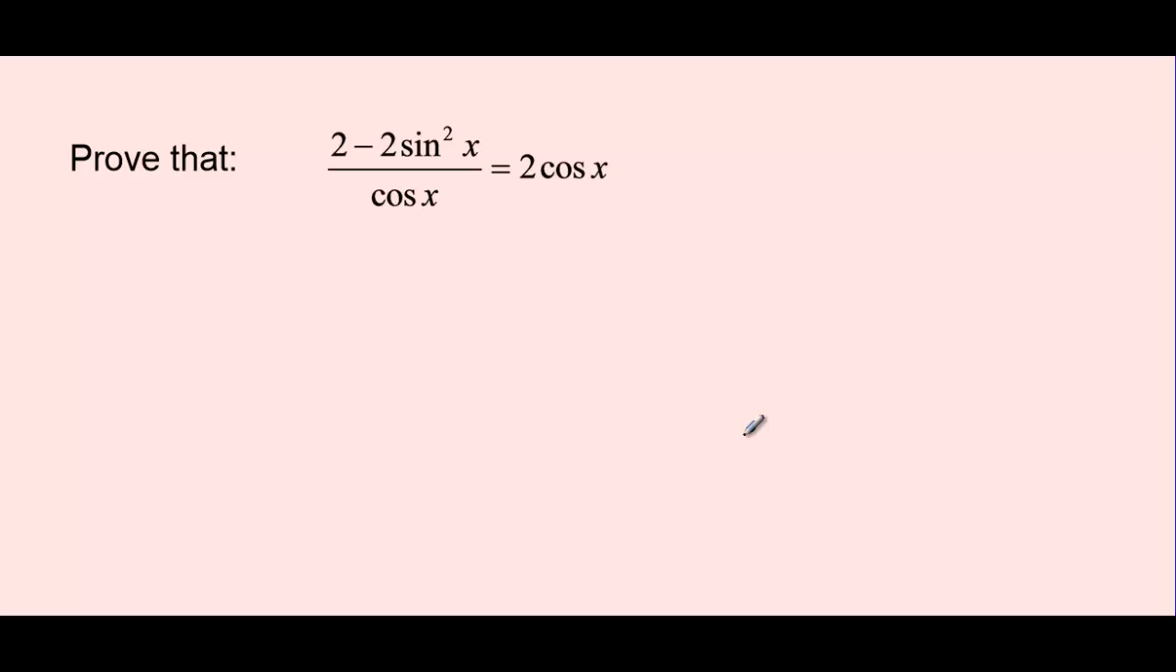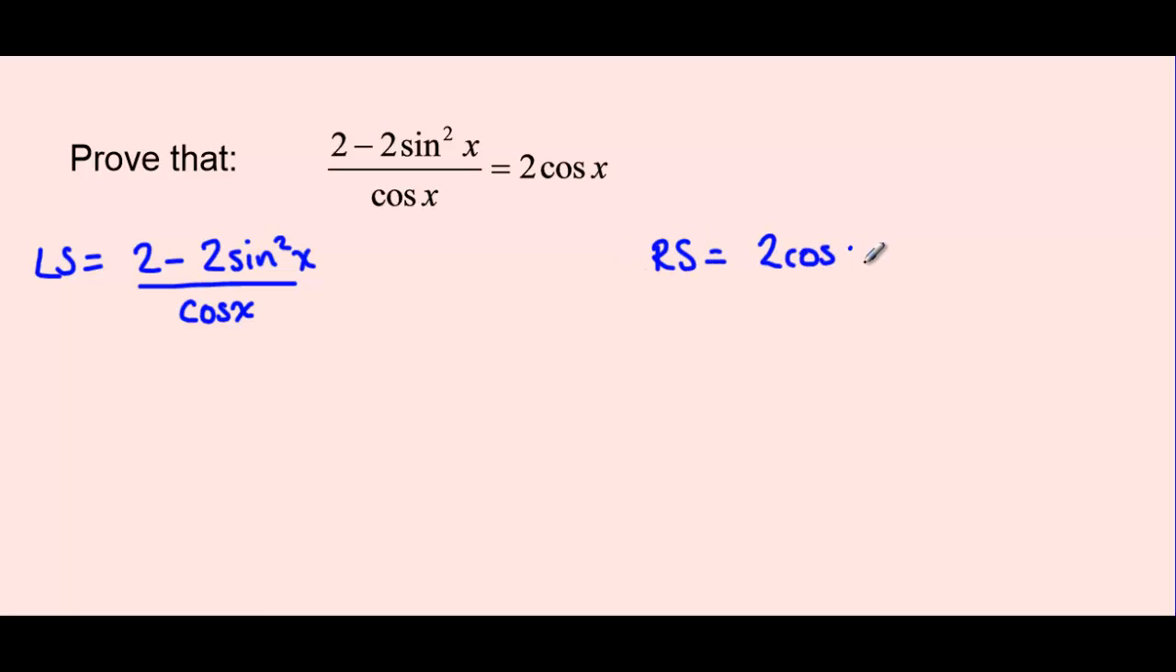We want to prove that (2 minus 2 sine squared x) all over cos x equals 2 cos x. Let's set up our problem. Left side equals 2 subtract 2 sine squared x all over cos x. And the right side equals 2 times the cosine of x. I like to put these things far apart from each other so I never think to cross them over.